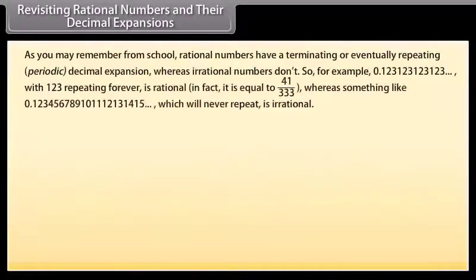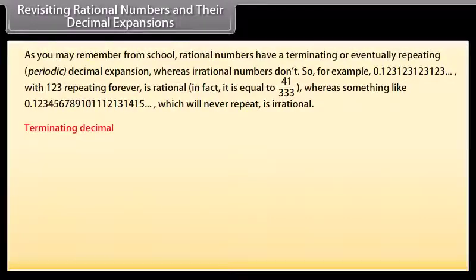Revisiting rational numbers and their decimal expansions. As you may remember from school, rational numbers have a terminating or eventually repeating periodic decimal expansion, whereas irrational numbers don't. So, for example, 0.123123123, with 123 repeating forever, is rational. In fact, it is equal to 41 upon 333. Whereas something like 0.123456789101112131415 and so on, which will never repeat, is irrational.